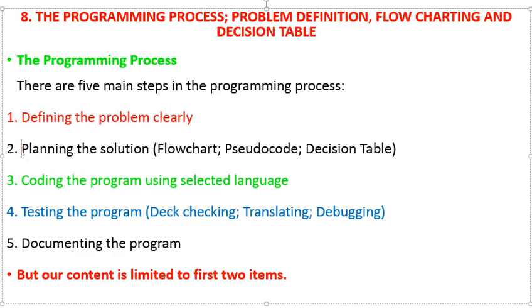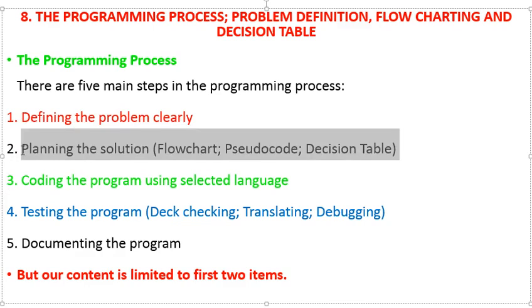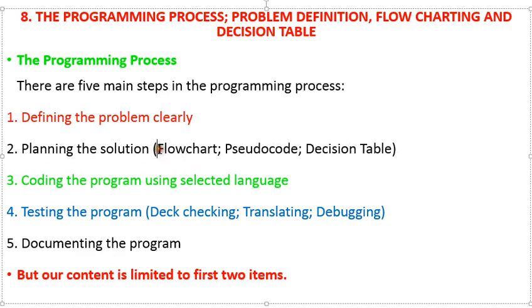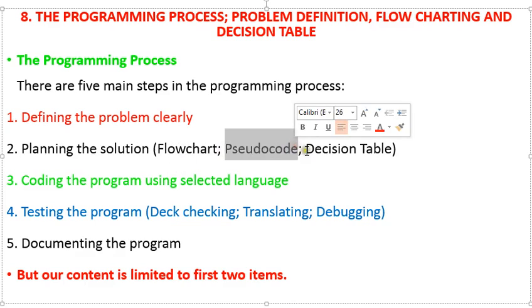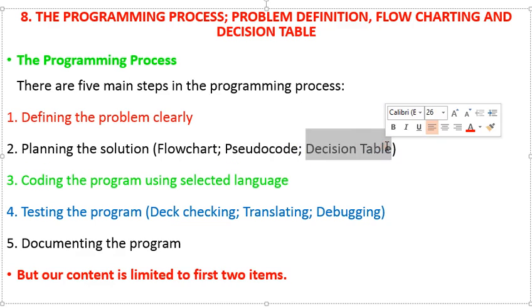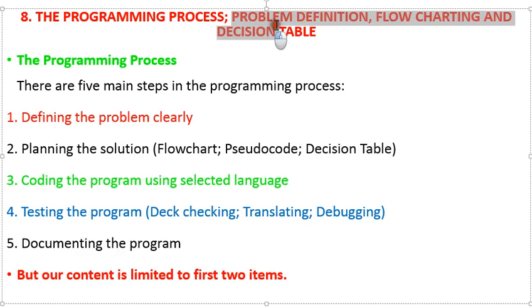After defining your problem, the next thing is to plan for the solution. This planning for the solution is done using some tools. One of them is called a flowchart, the second one is called a pseudocode, and the third one is called a decision table. As you can see, items number 1 and number 2 are the ones that are expected to be covered under item number 8 of our lecture.